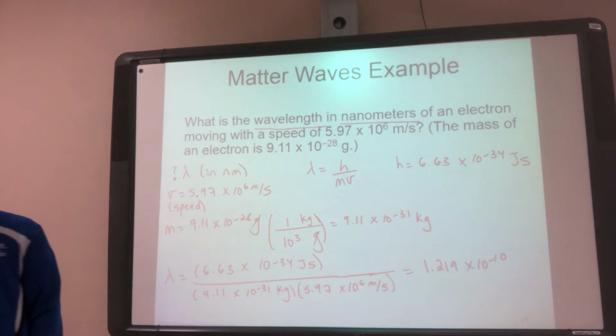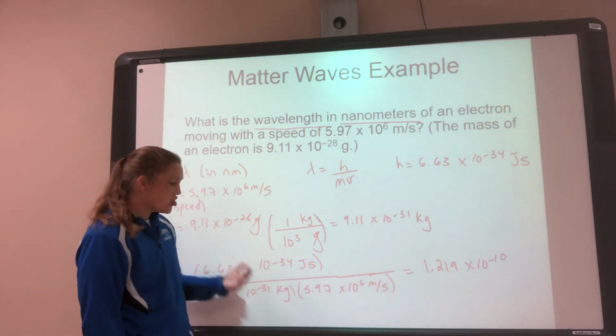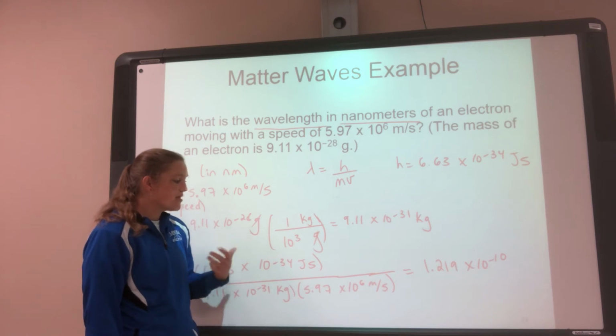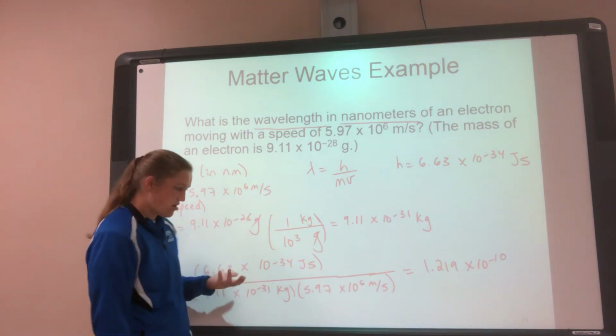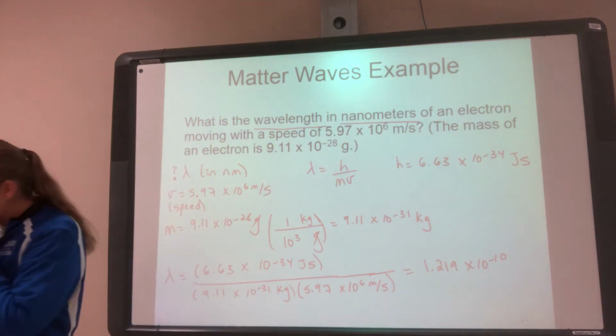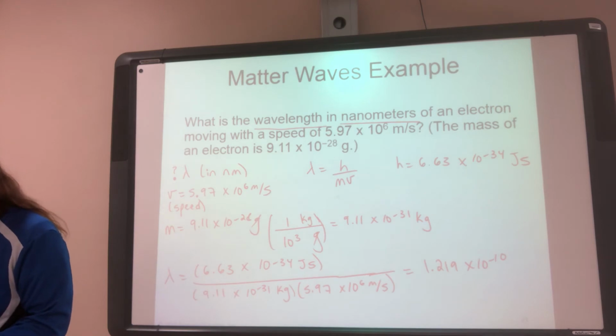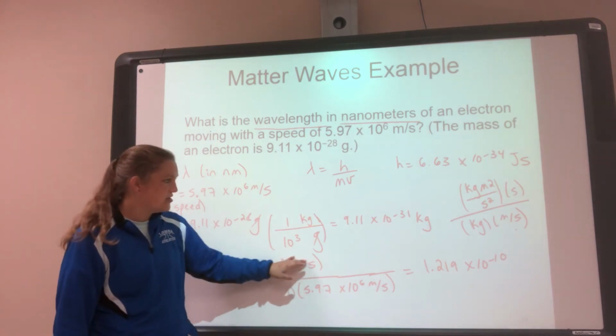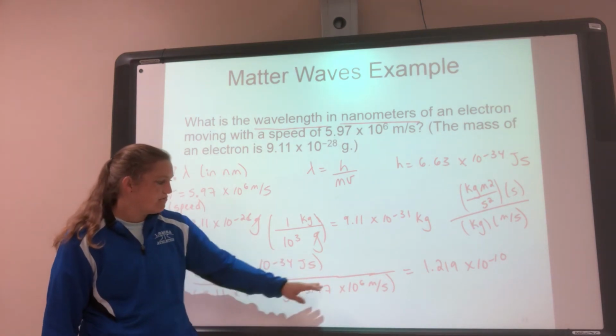Your question might be, what are the units? This one's a little trickier to see because the joule has subunits. Remember the joule had the subunits of a kilogram meter squared per second squared. So let's figure out the units. A joule was a kilogram meter squared per second squared, times a second, all divided by a kilogram times a meter per second. I just wrote out what the joule was, times a second, and then the kilogram meter per second.